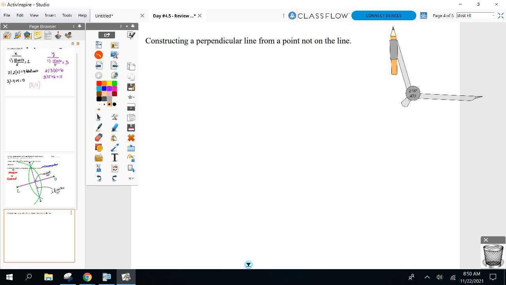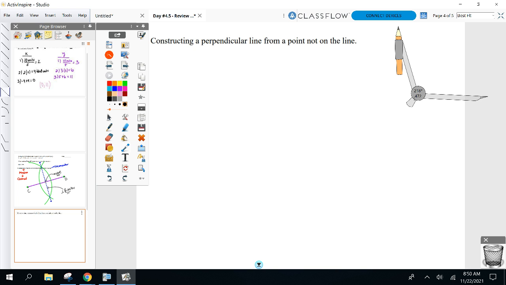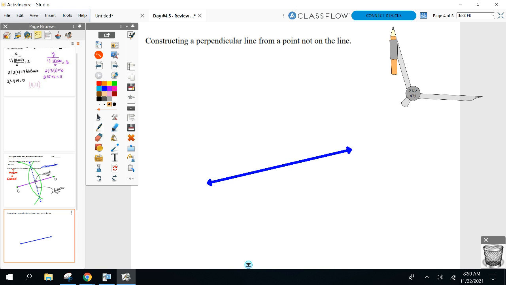All right, I want to do 2 more here with you. Next one is constructing a perpendicular line from a point not on the line. So everyone go ahead, grab your straight edge, give yourself a line, and give yourself a point above the line somewhere. Call it point P.